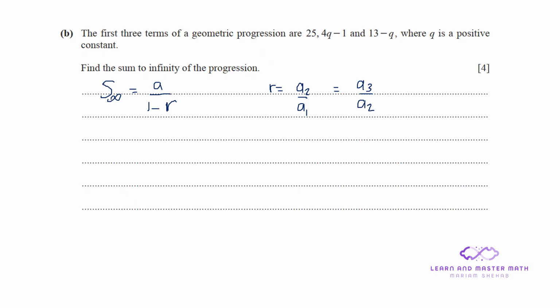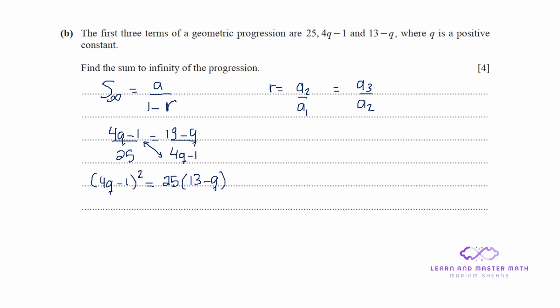So we get A2, which is 4Q minus 1, divide A1, which is 25, equal to A3, which is 13 minus Q, divide A2, which is 4Q minus 1. If you do cross multiplication here, you will result with 4Q minus 1 squared, and this is equal to 25 into 13 minus Q.